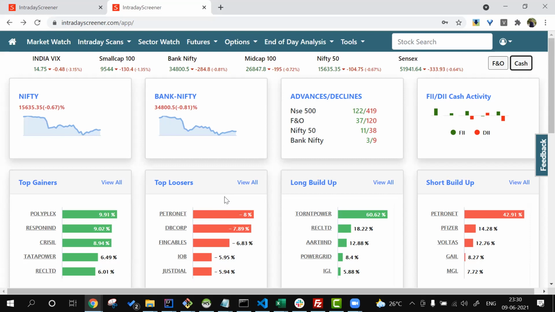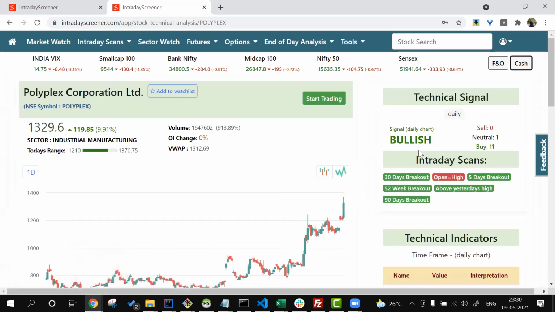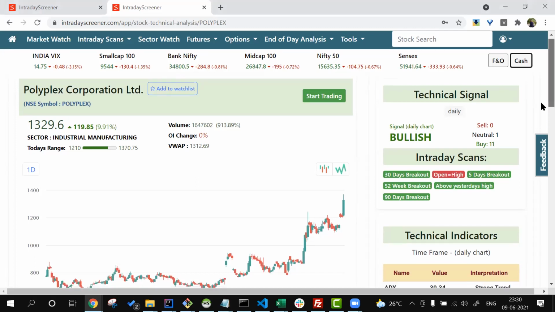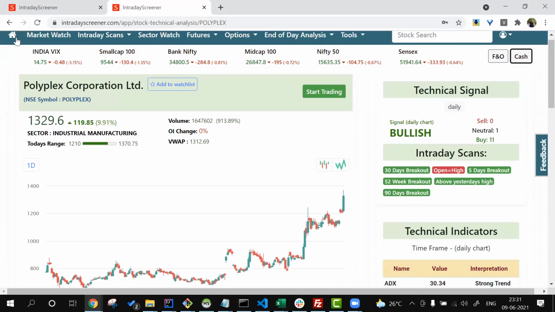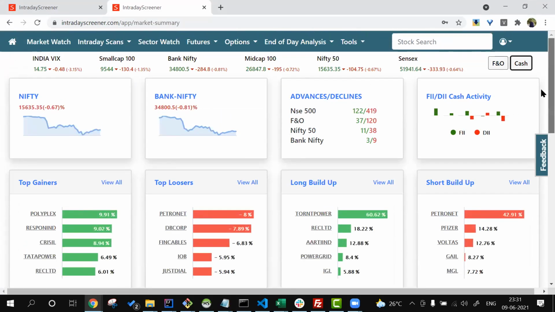Top gainers, top losers are the stocks which have gained or lost the most in the day. You can actually click on any stock and you will be taken to that stock's page where you can find all the detailed information of the stock. We will go through all these in some time. So let's go back to the market dashboard page, and now we'll go to the market watch page.